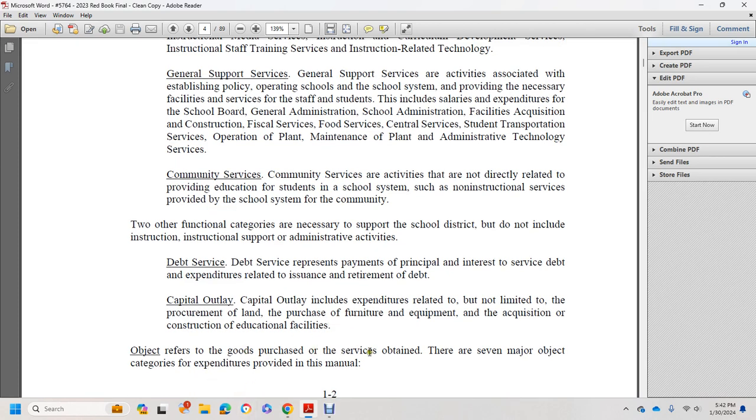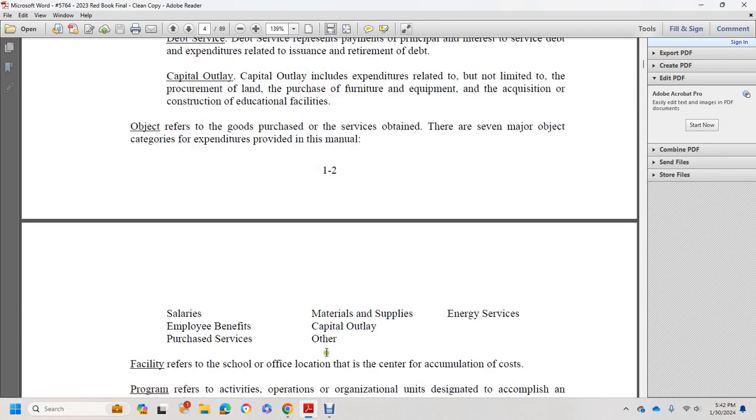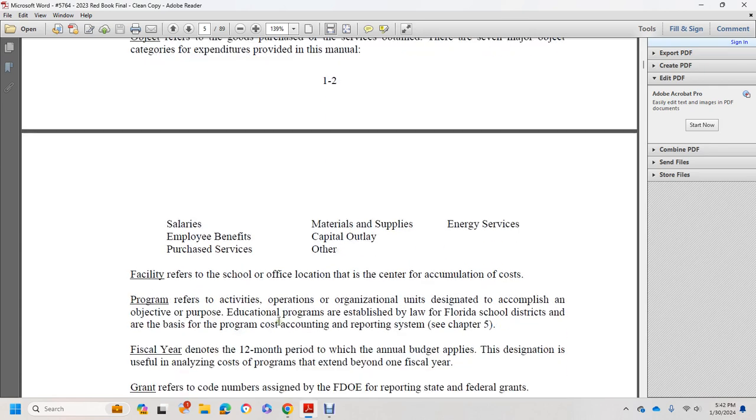Object refers to the goods purchased and services obtained. Some of the major object categories of expenditures provided in this manual are salaries, employee benefits, purchased services, materials and supplies, capital outlay, other expenses, and energy services. Facility refers to a school or other office location that is the center of the accumulation of cost. Program refers to an activity, operation, or organizational unit designed to accomplish an objective. The purposes of educational programs are established by law for Florida school districts and are the basis of the program cost accounting and reporting system.